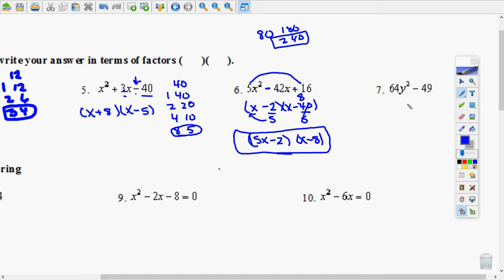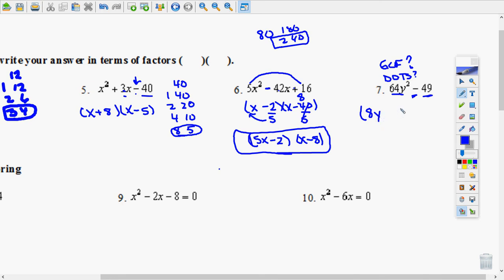All right, number 7, this is a binomial. So we have a binomial. The first thing we look for is the GCF. No GCF. So then the second thing is difference of two squares. So is 64 a perfect square? Yes. Is this a minus sign? Yes. And is this a perfect square? Yes. So that is the difference of two squares.